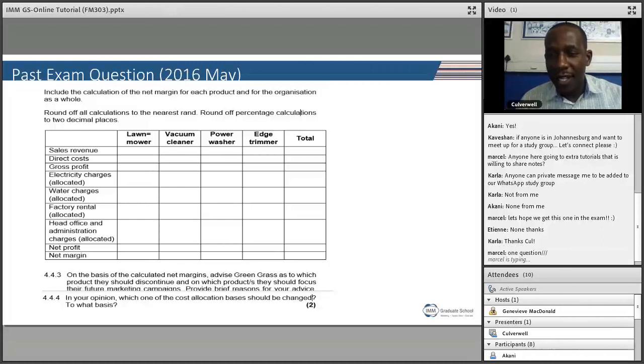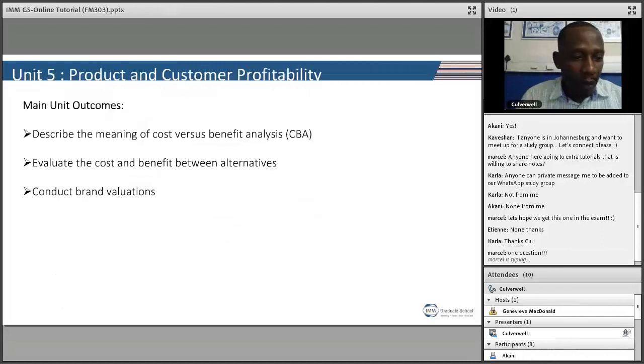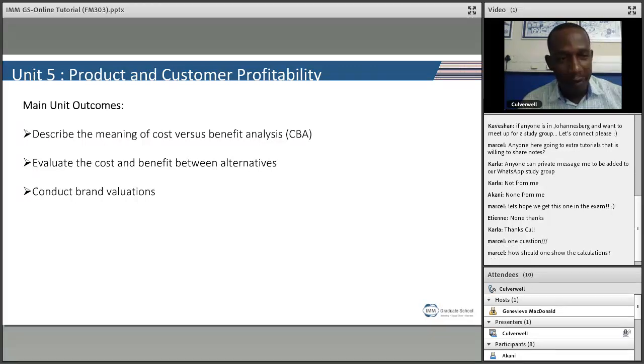You're welcome, guys. Great. I'll then be in a position to move on to learning unit 5. These are the main outcomes of learning unit 5. You should be in a position to describe the meaning of cost versus benefit analysis.